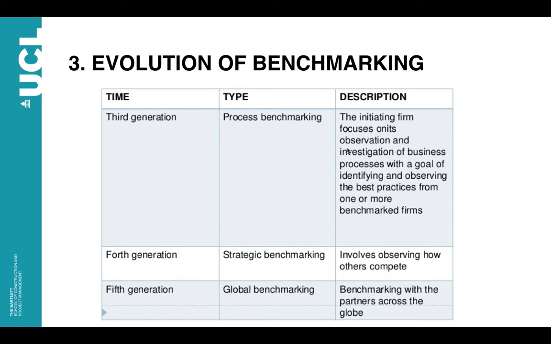The third generation is called process benchmarking, and this is more focused on the observation and investigation of business processes. The idea is that by understanding, observing, and measuring business processes, we can understand better the routes that lead to better performance. Later, we observe the development of strategic benchmarking, which involves the observation of how other organizations compete. And with the emergence of globalization, we find global benchmarking, when we compare with competitors across the globe.